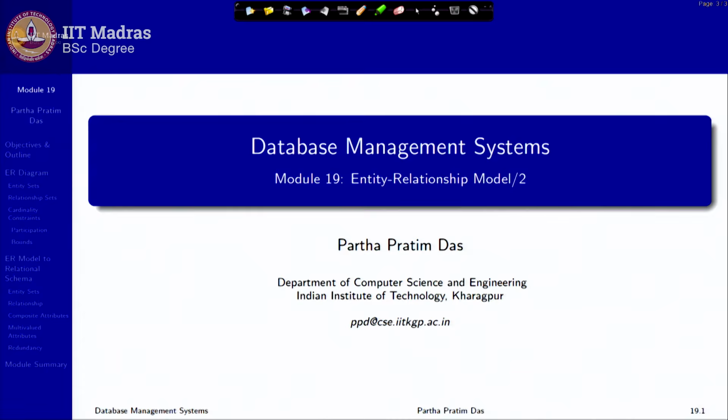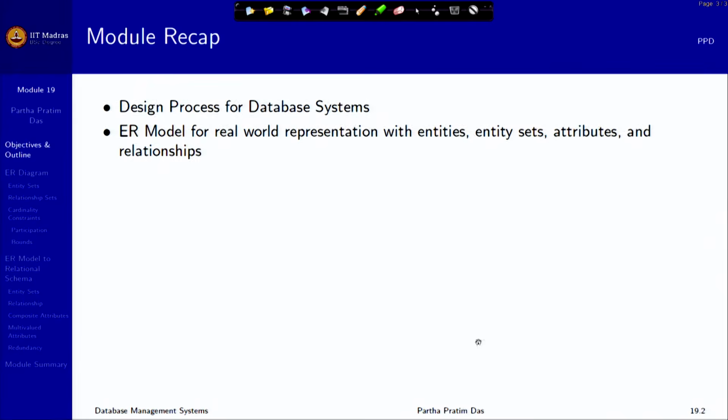Welcome to module 19 of Database Management Systems course in the IIT Madras online BSc program. We have been discussing the database design process and we have taken a look at the basic premise of the design and decided that we are initially focusing on the conceptual design or the logical model of the requirements.